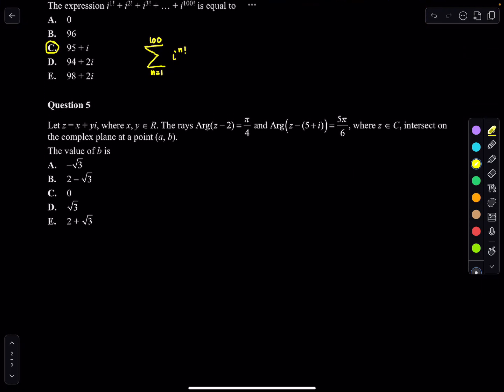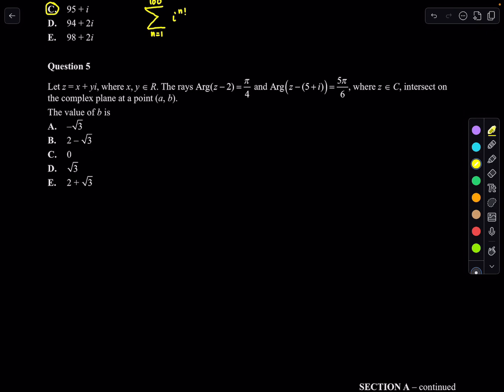Question 5. Let z equal x plus yi, where x and y are elements of the reals. The rays of this and that, where z is a complex number, of course, intersect on the complex plane at this point. Find the value of b. Okay, so let's draw these and really look at them visually first. We can easily do it by CAS, but I want to really show you what we're looking for.